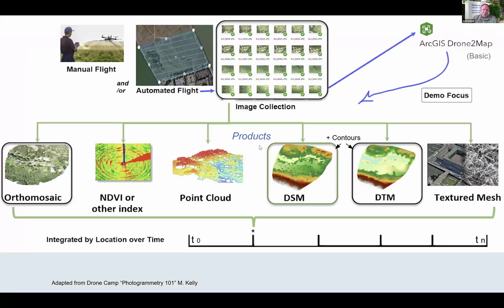So here are some more examples of products. If you're familiar with photogrammetry, you get your orthomosaic, you can get your NDVI or other indices that come out of that, and a point cloud with the advanced version. But key among these are your digital surface model and digital terrain model, very useful in your GIS applications. And one of the things that makes drone data so powerful for analysis as opposed to aerial or satellite imagery is that you get that elevation dimension that you can add to the analysis.